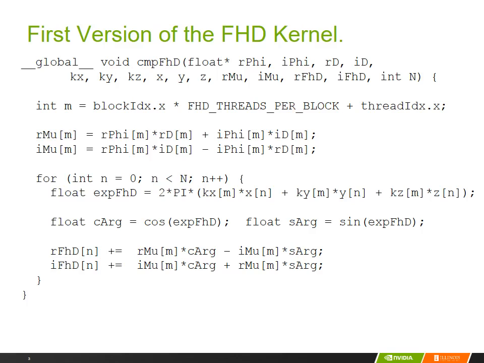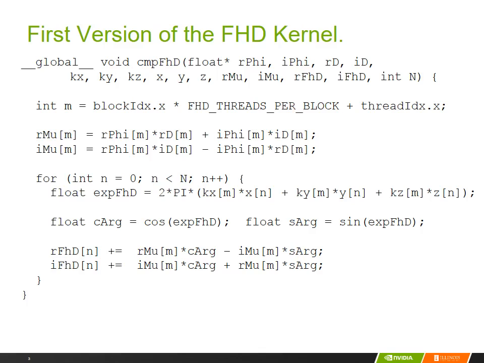Then all the threads go into the inner loop, and the inner loop iterates through the pixels. For each pixel, each thread will calculate the contribution of the RMU values into the RFHD and IFHD value. This version of the kernel is very simple. It's a very straightforward conversion from the sequential code. However, it has a serious problem.